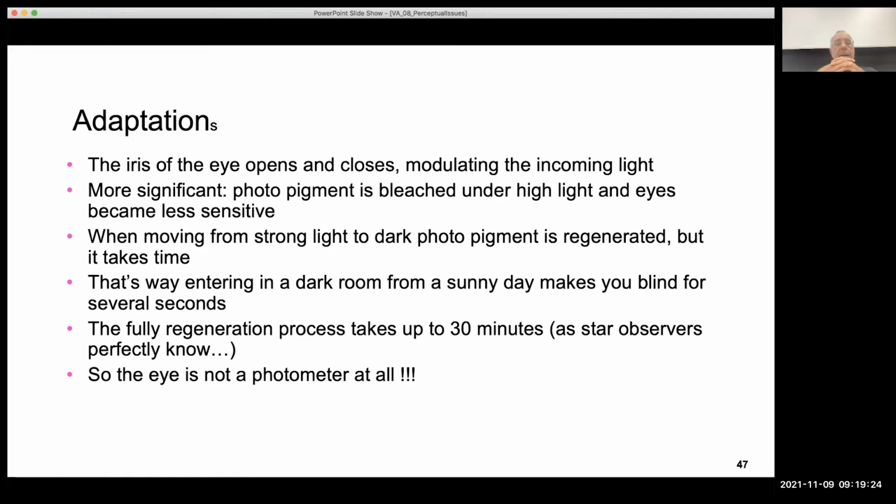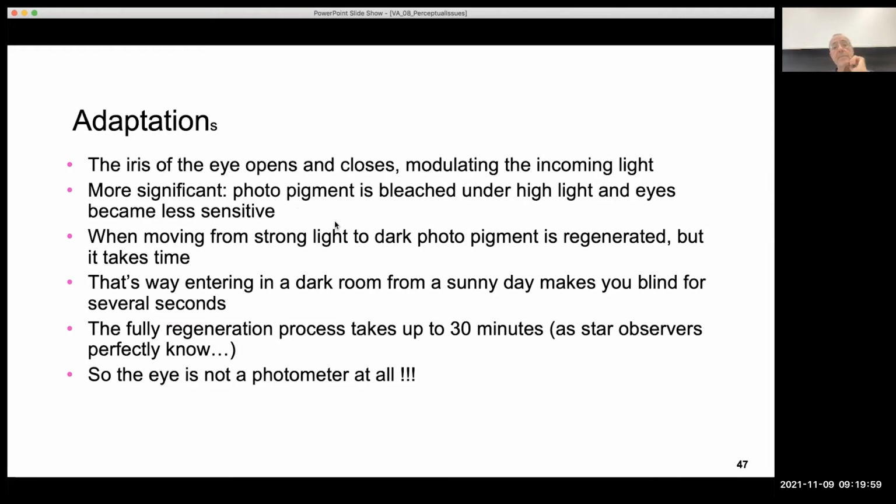We have a lot of adaptation activities. The first one is that the iris of the eye opens and closes, modulating the incoming light. You are aware of that. But this is a physical activity. It's like a camera, the diaphragm of a camera is exactly the same thing. You close it and you reduce the amount of incoming light. And this is done by the iris of the eye.